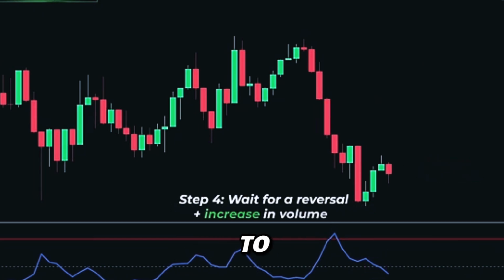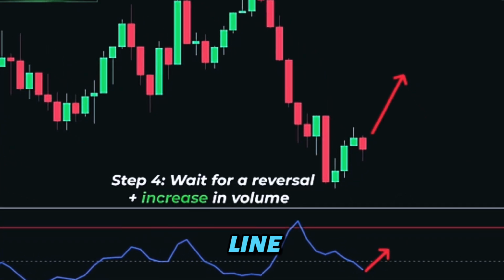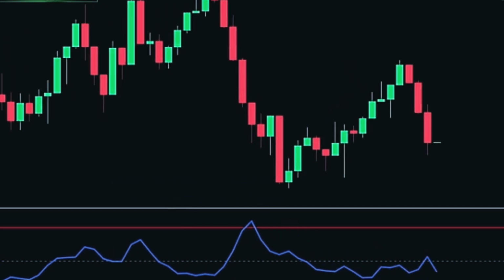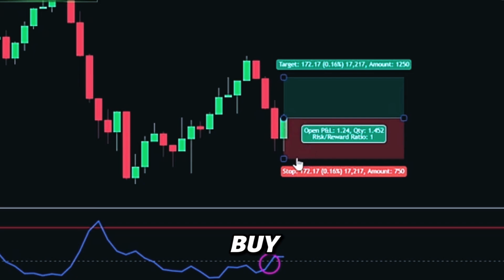Step 4. We want to wait for price to start forming a reversal while the volume crosses back above the middle line. The logic for this is simple. We want to confirm that the reversal is actually backed by rising volume, because if that potential uptrend isn't supported by increased volume, it means the move is weak and most likely won't last. Once the trend reversal is confirmed with high volume, that's when we enter a buy position.